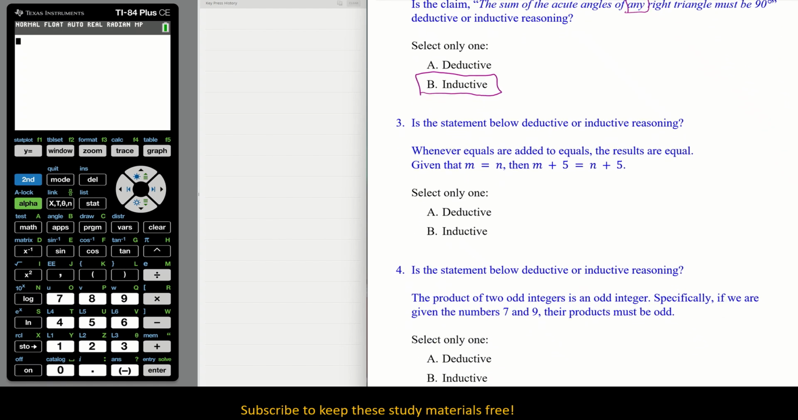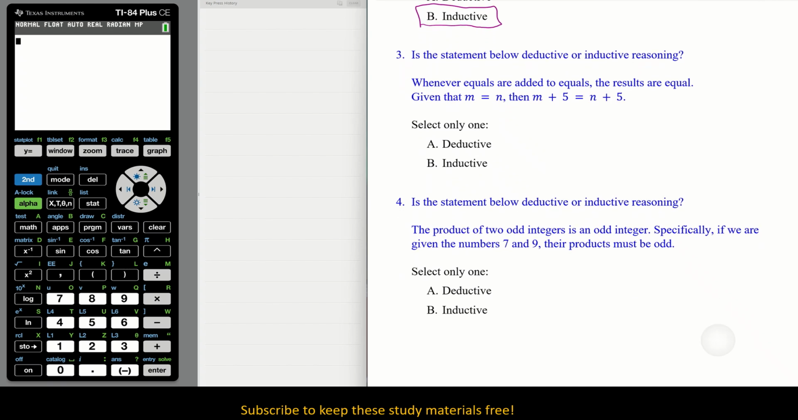Okay, let's go to notice again. We didn't look at our calculator. Not everything can be solved with a calculator. Okay. Is the statement below deductive or inductive reasoning? It'd help if I could read today. Whenever equals are added to equals, the results are equal. Okay, that is clumsy, but it is math talk.